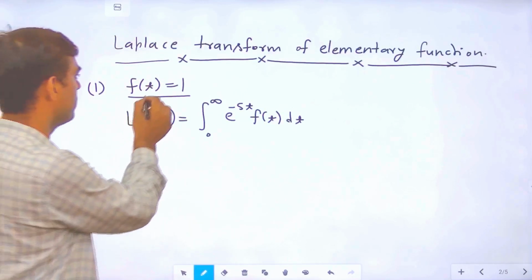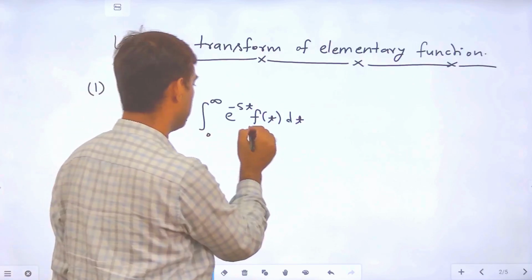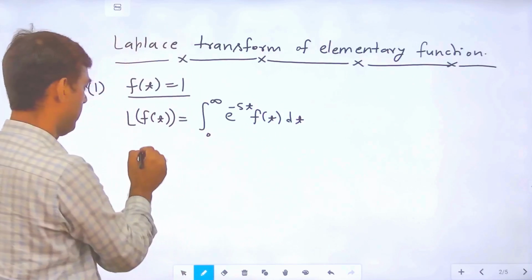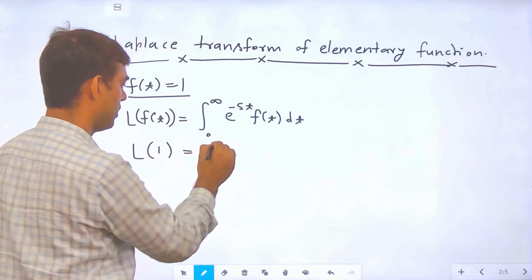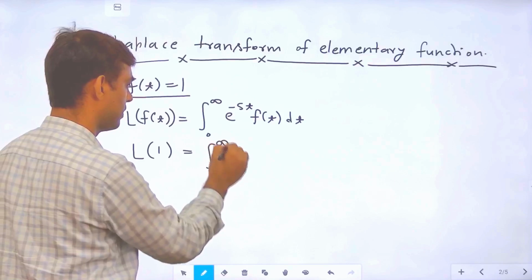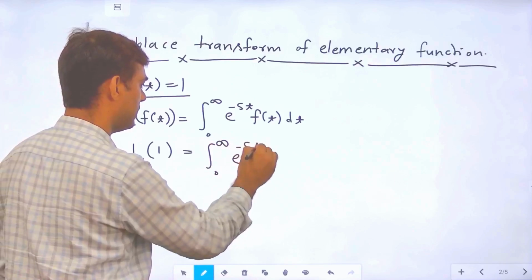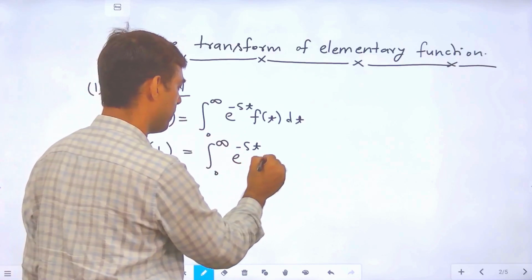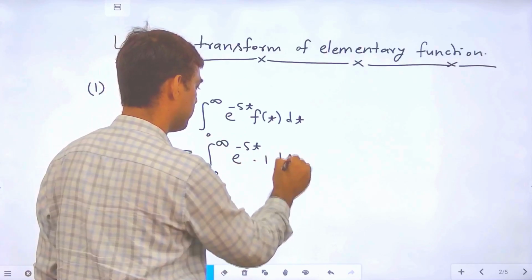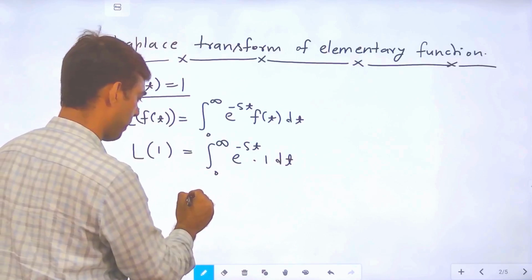So, here f(t) is 1. We put f(t) equal to 1. So, we write L of 1 equals the integral from 0 to infinity of e to the power minus st, and in place of f(t) we write 1, dt.